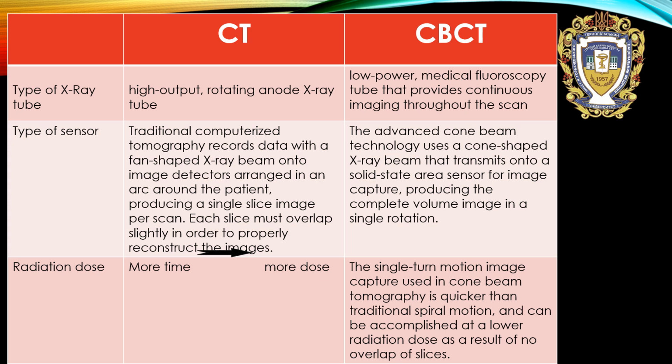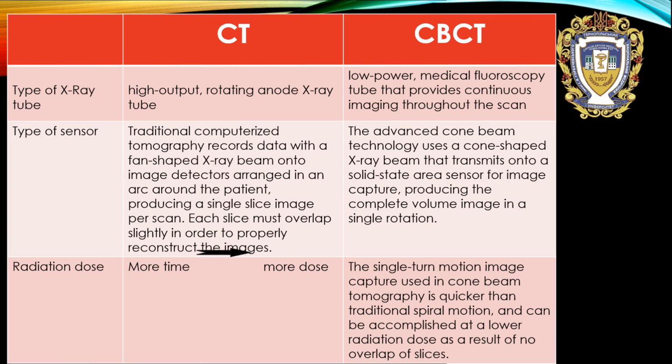And of course, radiation dose. Traditional CT takes more time and of course, as a result, more dose. But cone beam CT image capture is quicker than traditional spiral motion and can be accomplished at a lower radiation dose as a result of no overlap of slices.